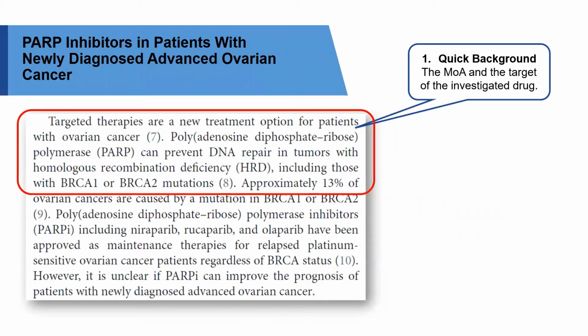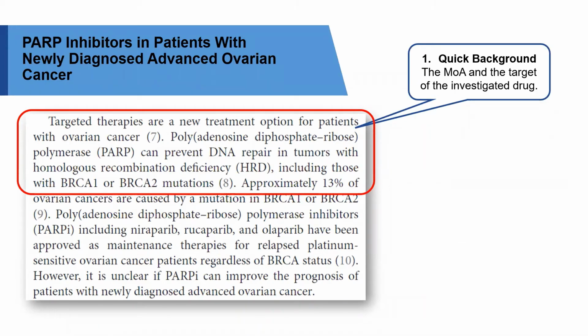I'm giving an example in another way. I found this article on PARP inhibitors in patients with newly diagnosed advanced ovarian cancer. So this is the second part of the introduction. So there was a first part and there's a following part, but the second part is stating the background of the disease they are talking about and the drug they are talking about.